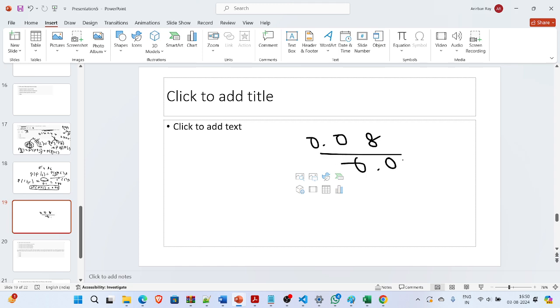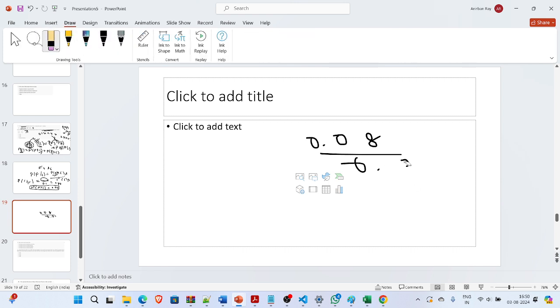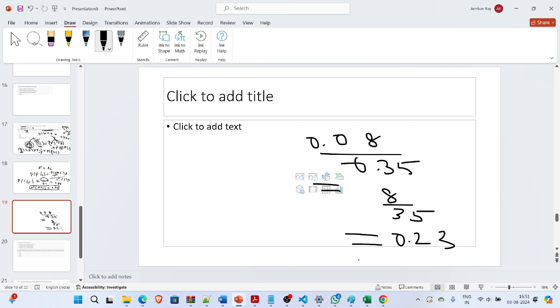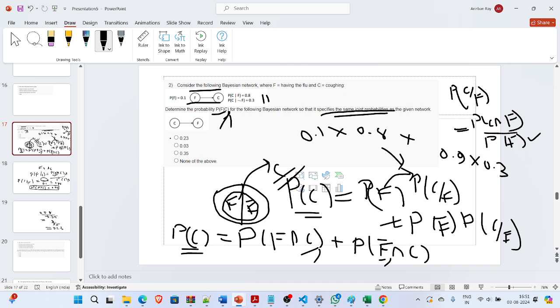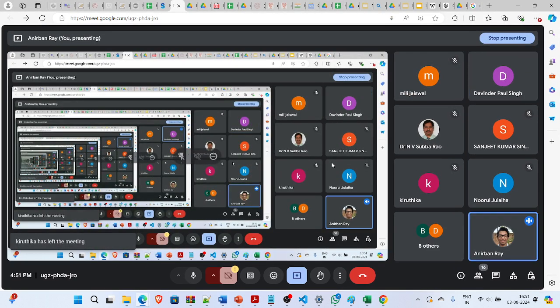So this is our answer, 0.08 divided by 0.35. Okay, understood? Any problem?